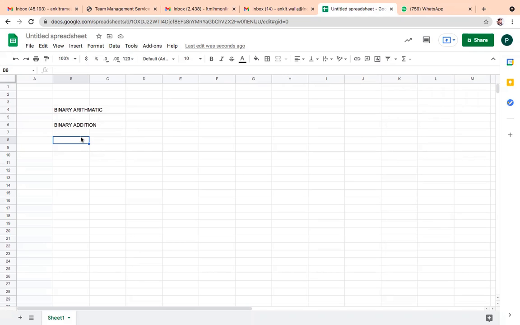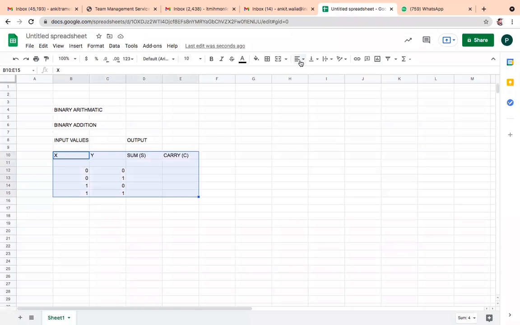First, when we discuss the addition of binary numbers, let us suppose we have input values and output values. We have two inputs, X and Y, and the outputs are the sum and the carry forward, which is called C. X and Y are the input values. The combinations of binary would be four types: 0 0, 0 1, 1 0, and 1 1. Clear. These are the basic four values we have for binary numbers.